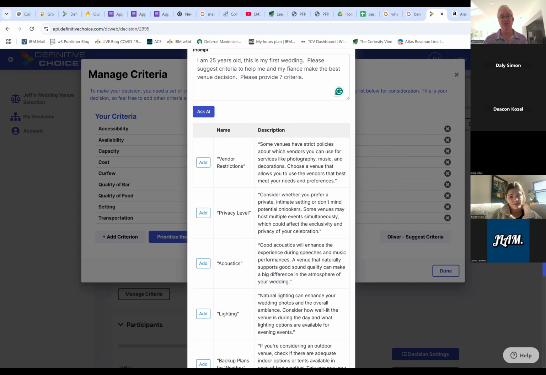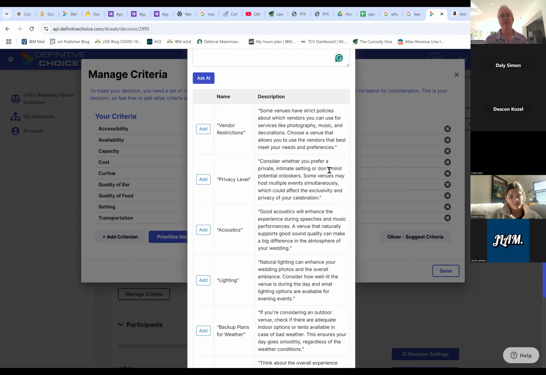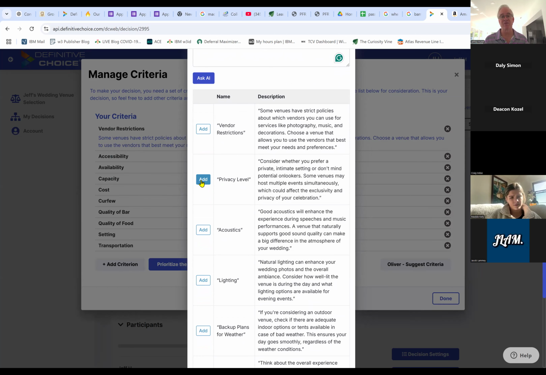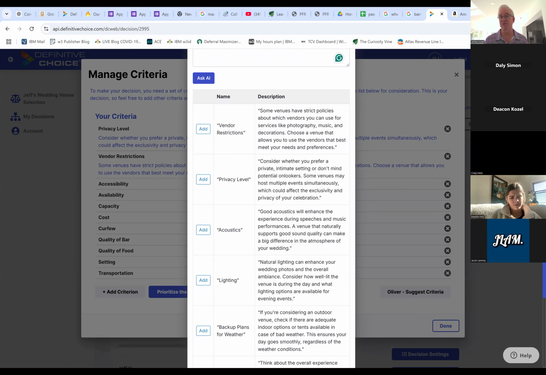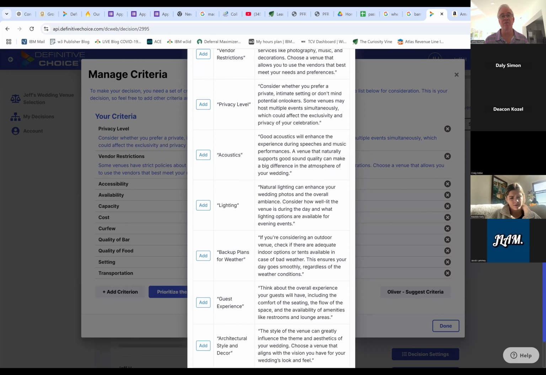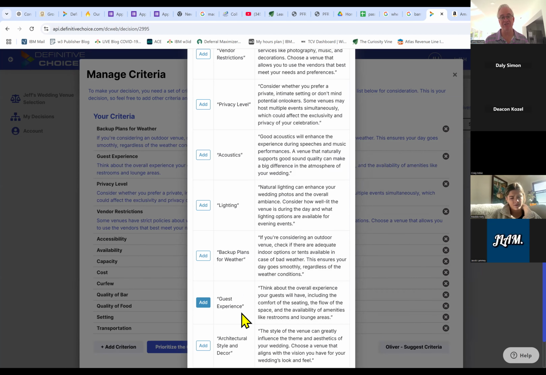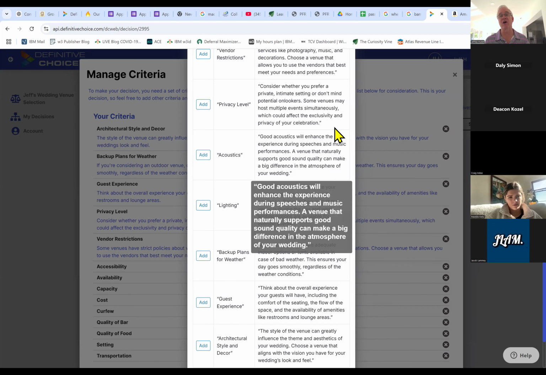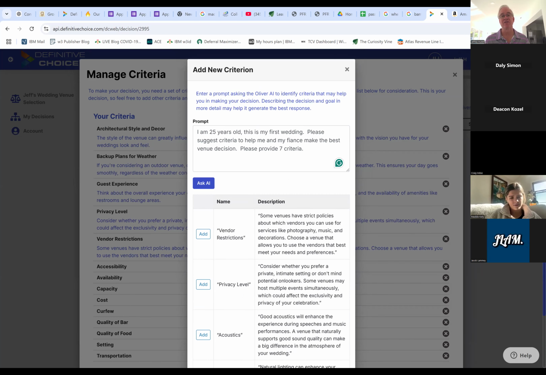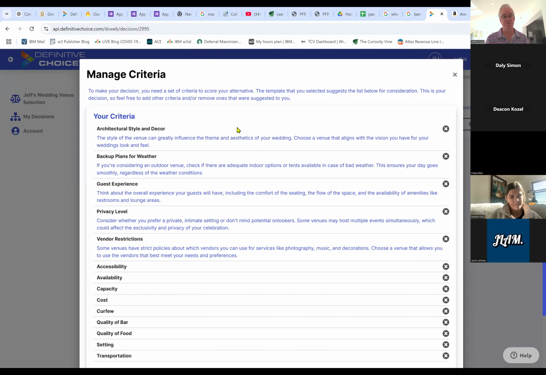So these are the 7. Vendor restrictions. Some venues have strict policies. I'm going to add that one. I'm going to take privacy level. I don't really care about sound if it's not great, whatever. Lighting, maybe backup plans for weather. Yeah, I want to have it outside if we can. Guest experience is massive. And I think I'm going to go with architectural style. So anyway, instead of the 7, I put in what I think my 5 are. So now these 5 have been added, right?